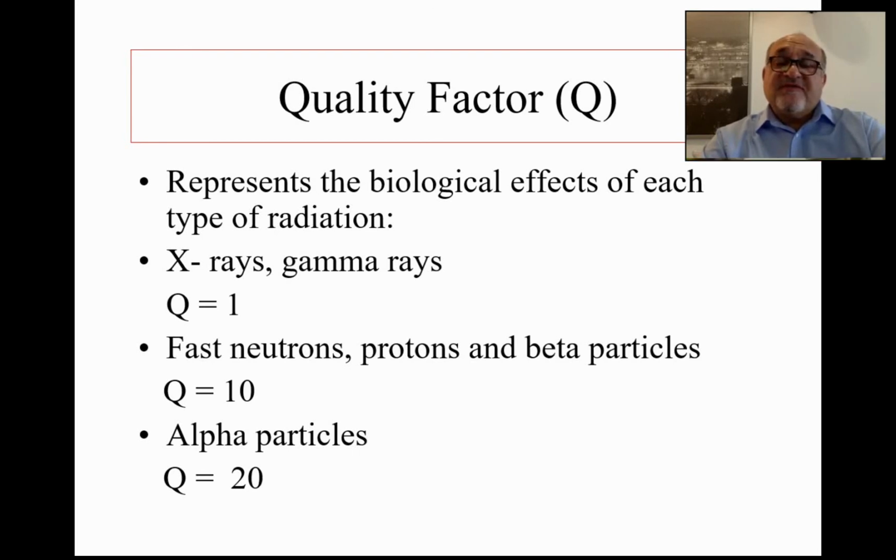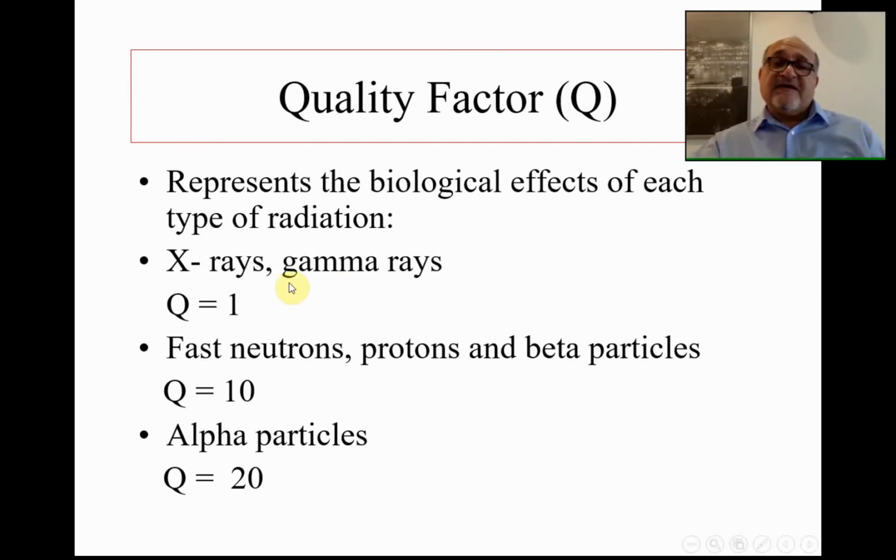So in order to specify a certain type of radiation, we have to have something which is known as the quality factor, which is abbreviated by Q. Quality factor, in simple terms, represents the biological effects of each type of radiation. How much energy of that radiation is deposited into tissue. Whether all the energy is deposited into the tissue, partial deposition, or complete deposition.